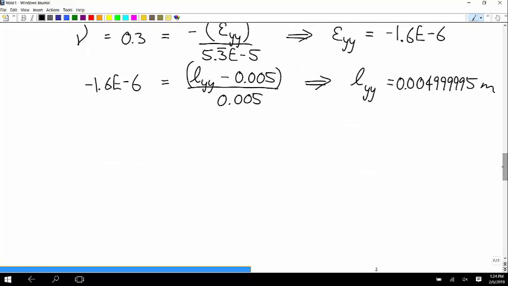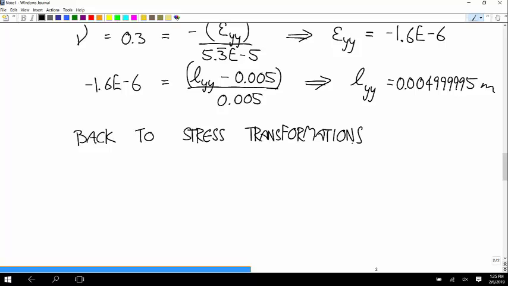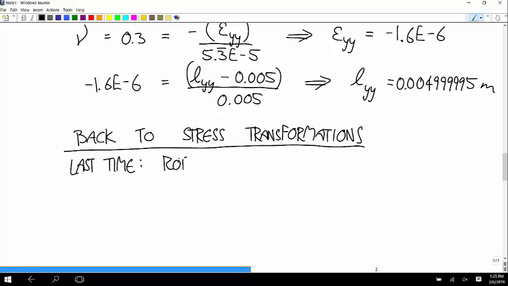Okay. So now going back to stress transformations. Last time I introduced the idea of a rotation matrix. And I'm going to call the rotation matrix Q. I once knew what that Q stood for, but I can't really think of it right now, but there's a reason that we use Q.